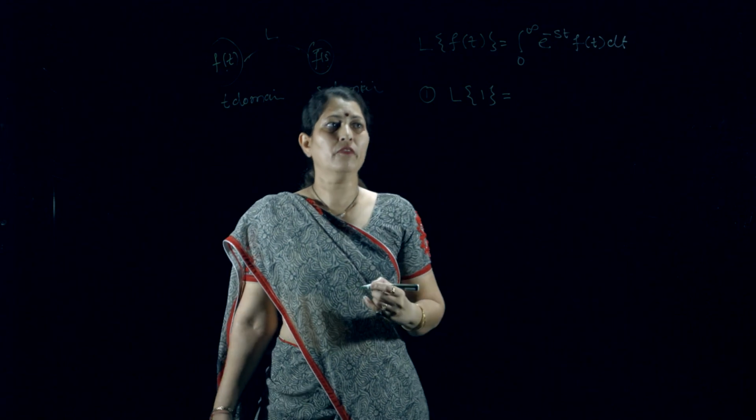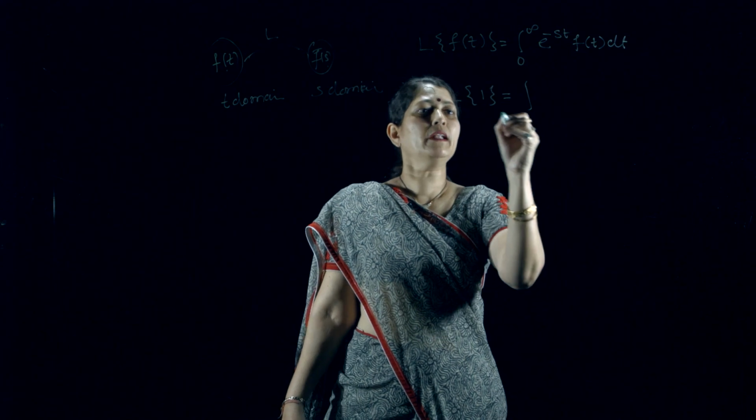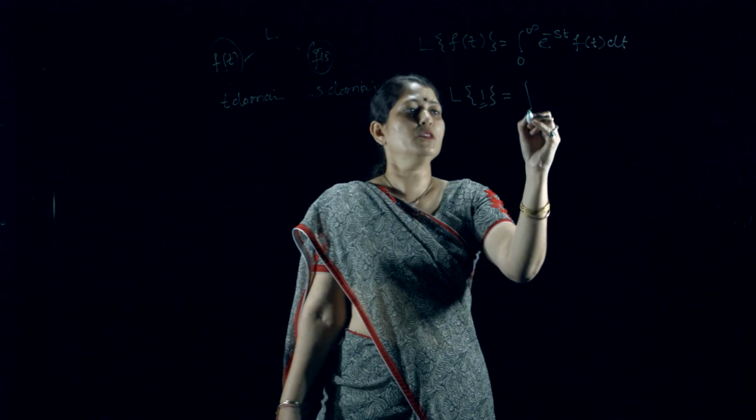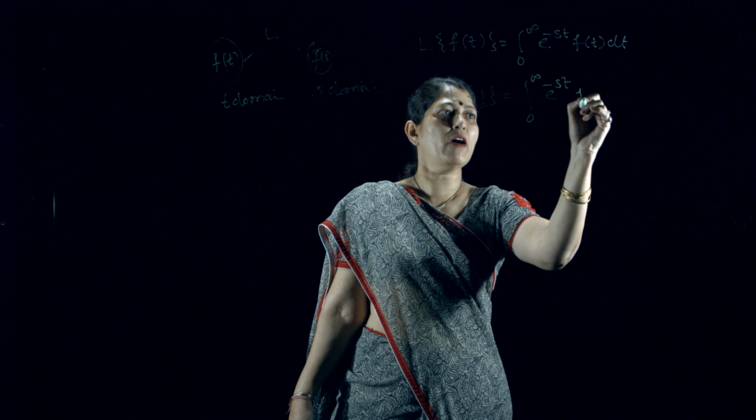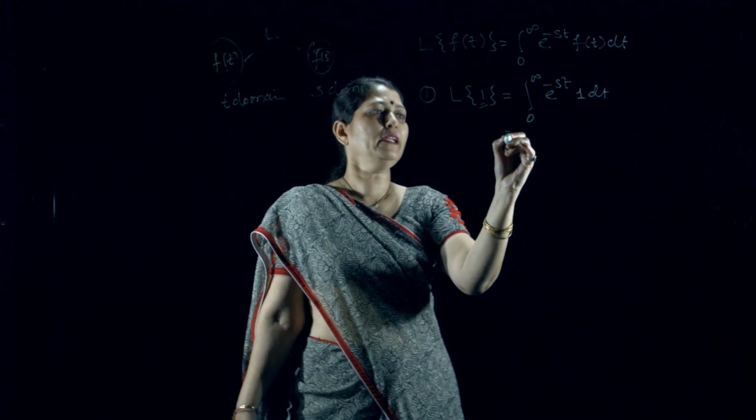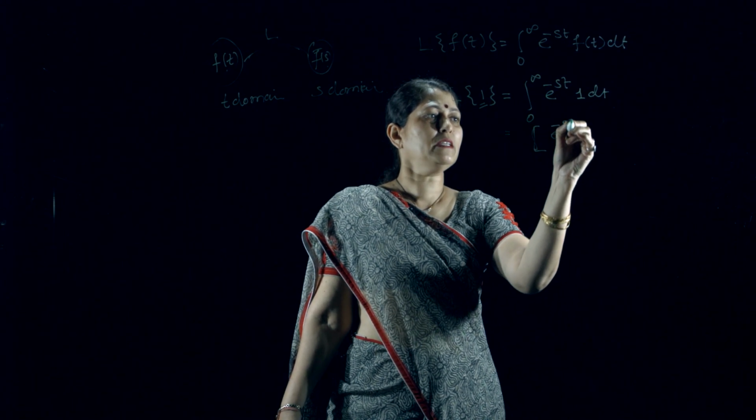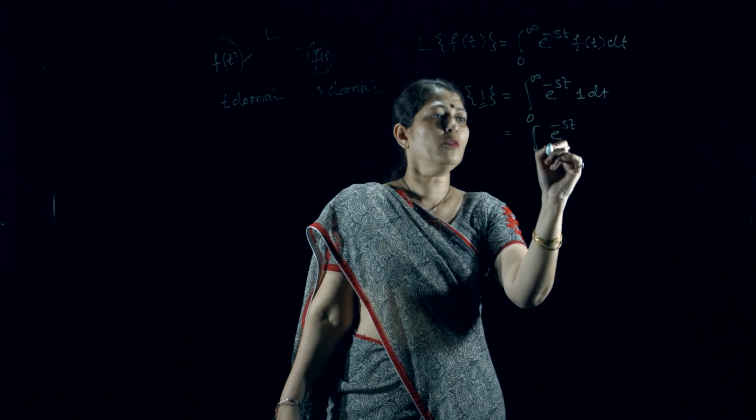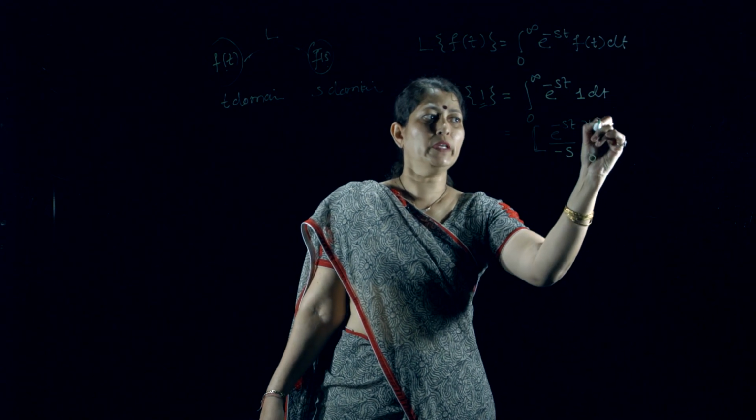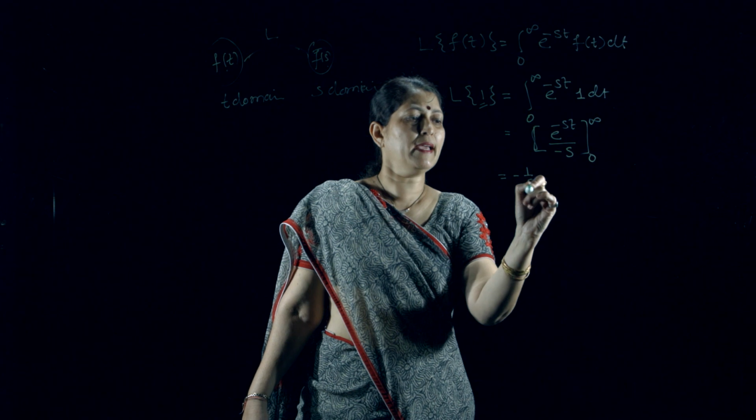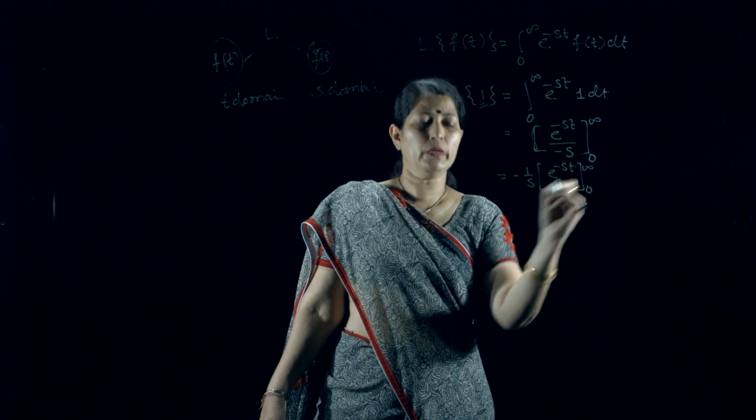So, how to find the L of 1? It is very easy. We have to apply the definition here itself. Here f of t is 1. So it is the integral from 0 to infinity of e power minus st times 1 dt. The integration of e power minus st with respect to t is e power minus st divided by minus s. So it is minus 1 by s into e power minus st, and the limits are 0 to infinity.